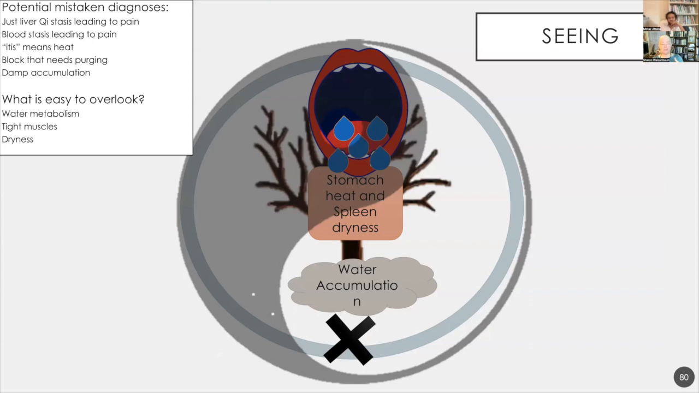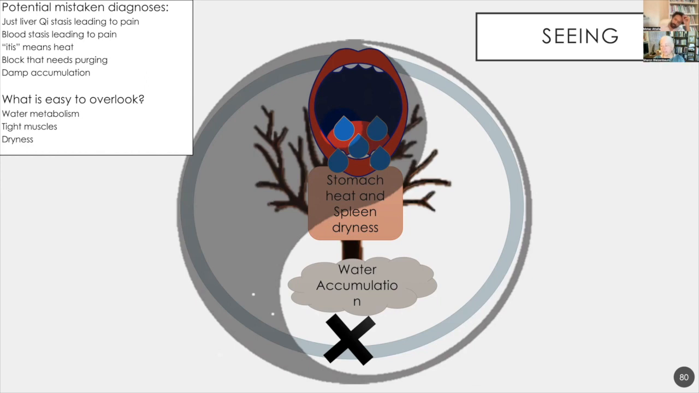Some potential things we could misdiagnose: we could just say, oh, he's got liver chi stasis causing pain, and we might move the chi and move the blood, which would be wrong, right? But we could make a case for it, like blood stasis leading to pain. Or, it's an itis, and that means it's heat, so I'm going to just go in and clear heat. Or we already saw it's a block that needs purging, which we already saw wasn't right. Or it's just pure damp accumulation, and we could give something like Wulingsan, which would not be right.